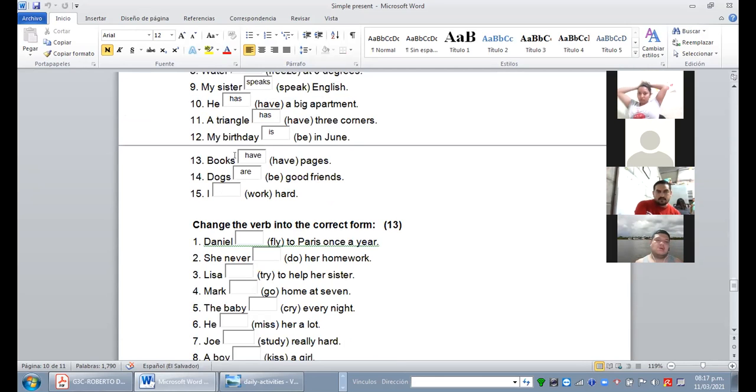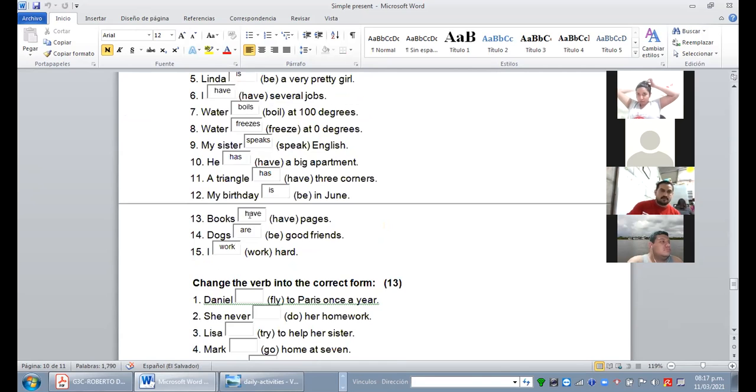Mire cómo están los demás verbos. Solo donde dice verbo ser o estar, uso am, are o is. I work hard. Ajá, exactly. I work hard. Okay, very good.